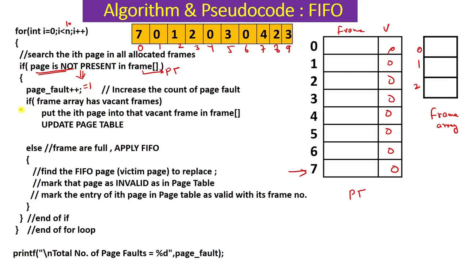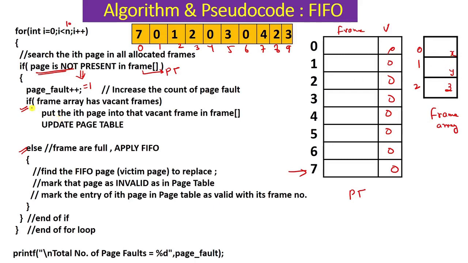And after that we have two options. Now I have to place this 7 in one of the frames, right? So what should I do? I should find a free space inside the frame array. If it is available, then I can put 7 inside that free frame. But let's say all the frames are occupied, let's say by X, Y, Z, these page numbers which are occupying these frames, then I have to find a free frame. That means I have to apply FIFO and vacate any one of the frames, and then I can put this ith page inside that empty frame.